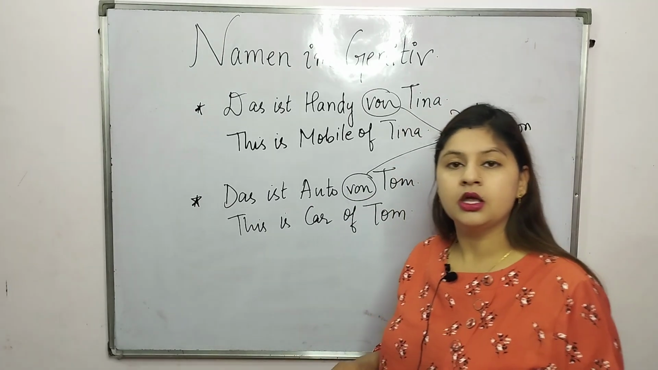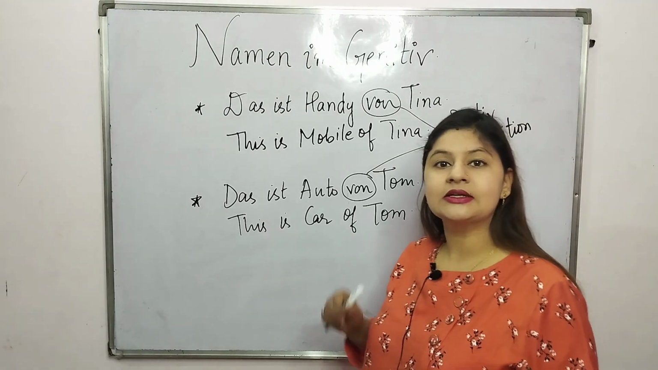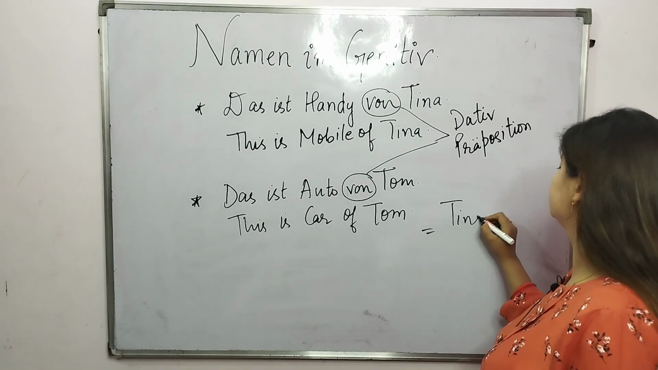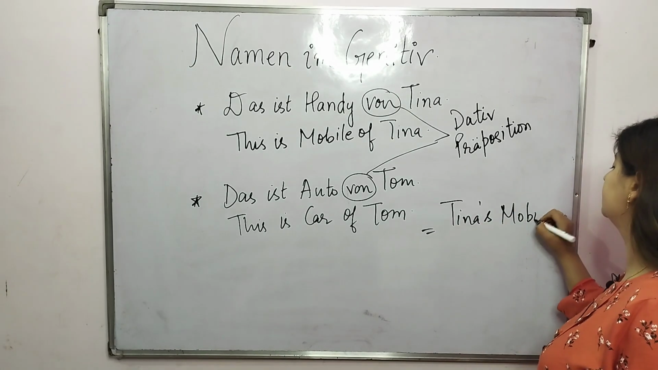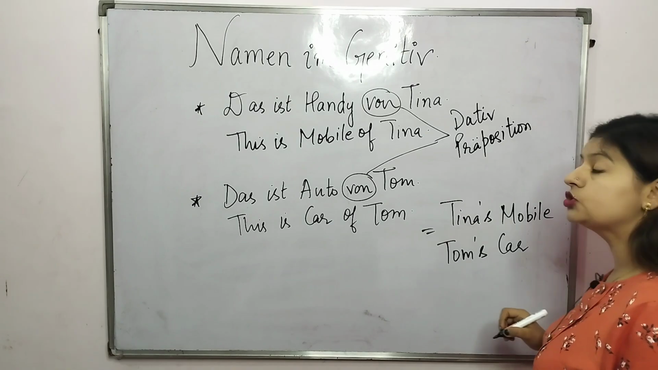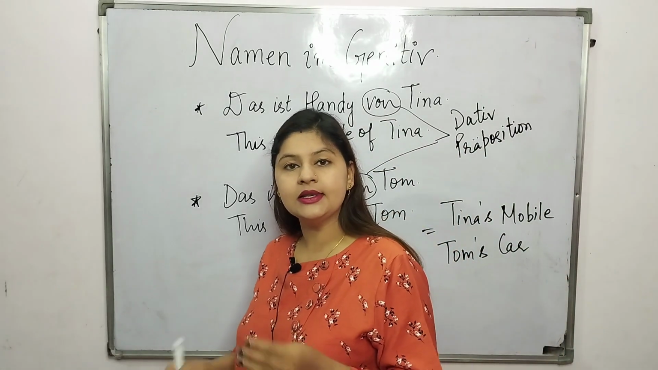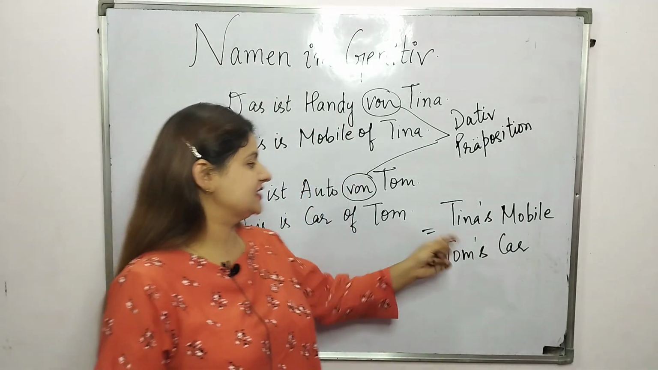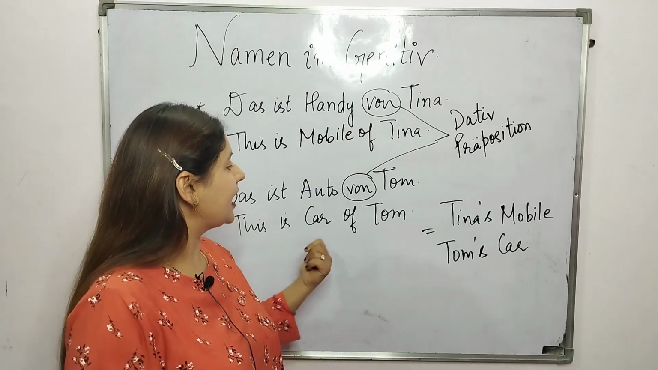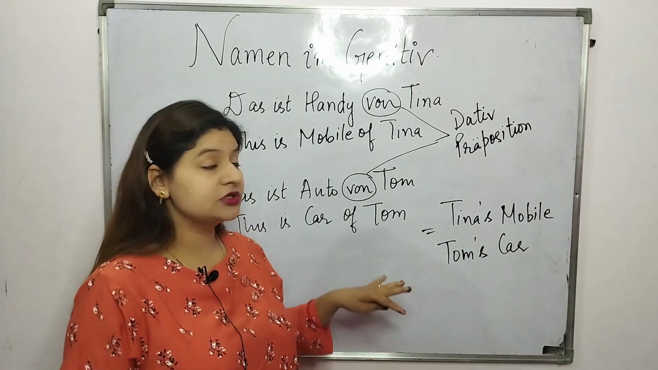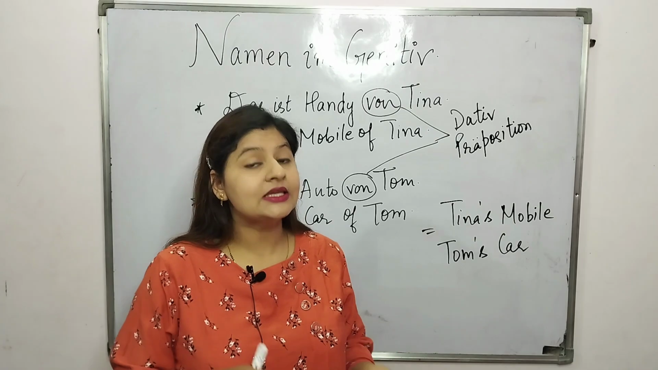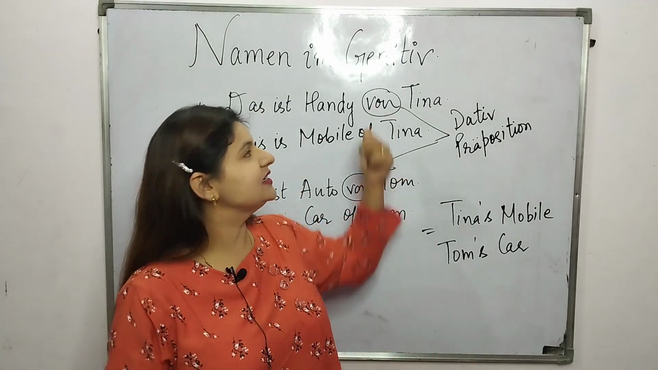But in English language we can also write Tina's mobile, or we can write Tom's car. So Tina's mobile, Tom's car with the apostrophe s. Both are same as mobile of Tina, car of Tom. So today we are learning how to change this dative preposition von in genitive.